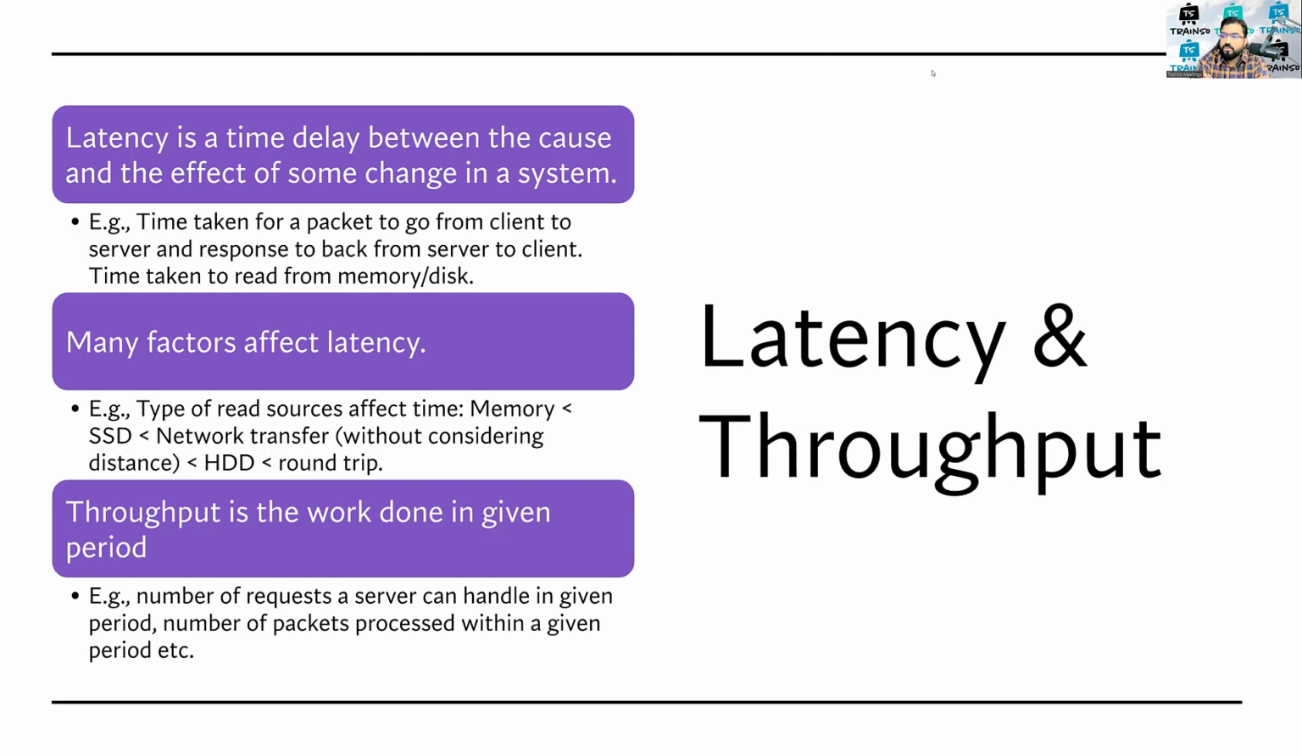And what is throughput? Throughput is the work done in a given period. So the number of requests a server can handle in a given period, number of packets processed within a given period. So basically, the work done by a system in a given period, or its capacity. We discussed earlier, right? If a system can handle only 100 requests per second, then that is its throughput. So if you send more than that, the system will not be able to handle it.